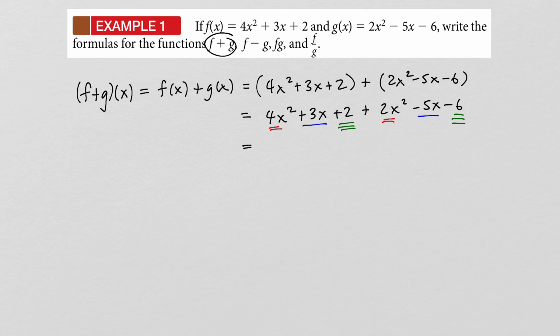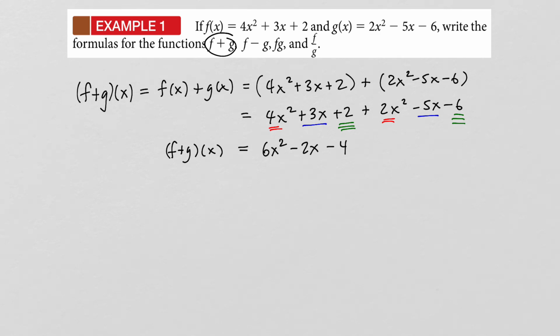And so 4x squared plus 2x squared is 6x squared. 3x minus 5x is negative 2x. And 2 take away 6 is negative 4. And so in the end, we have f plus g of x is 6x squared minus 2x minus 4.